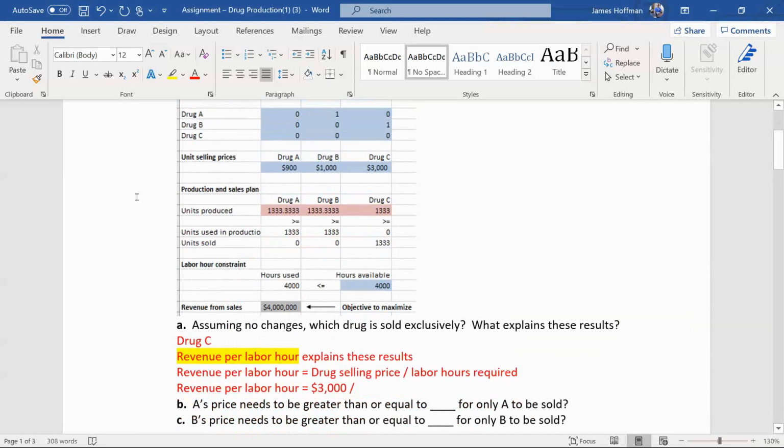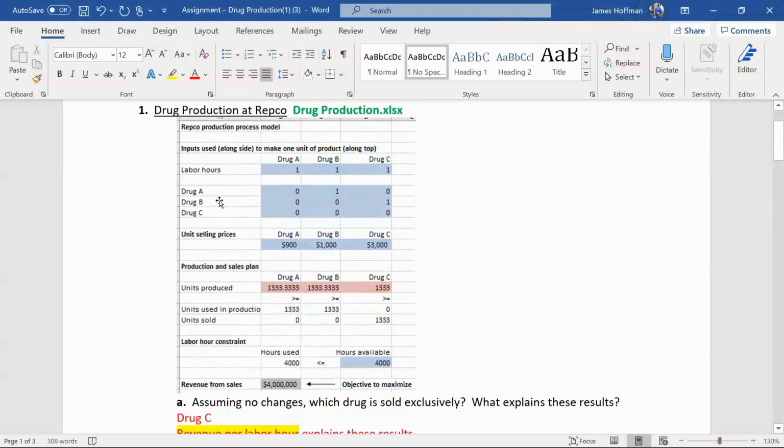Alright, so now this one, they get harder as we go along, but this one is fairly easy. Can someone figure out the total labor hours required to make drug C based on the structure of the inputs here? Two. How many? Two. Close. One, sorry, other way. Three. Yeah, 3.